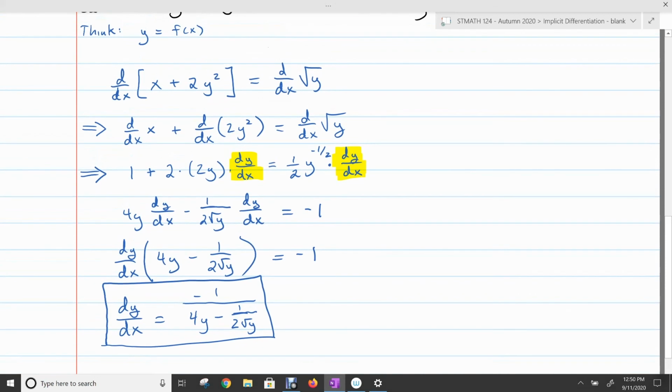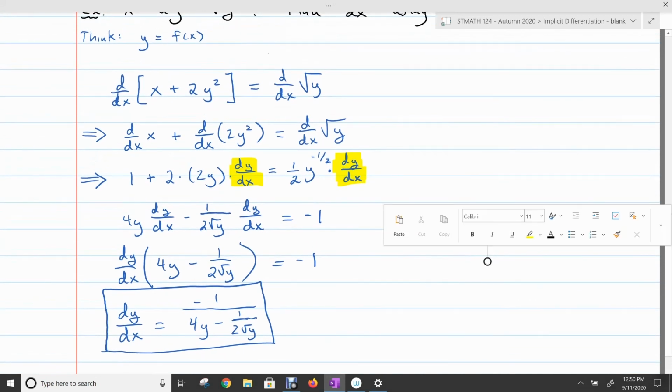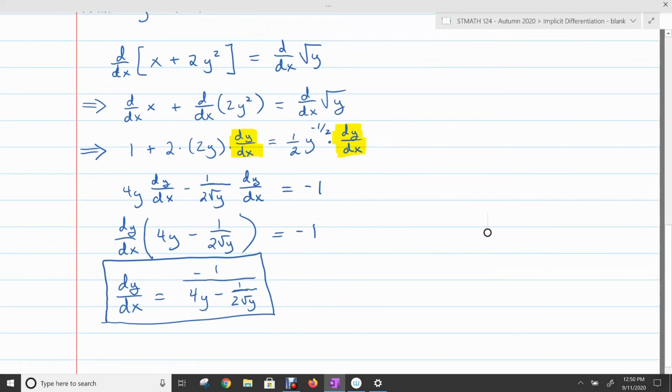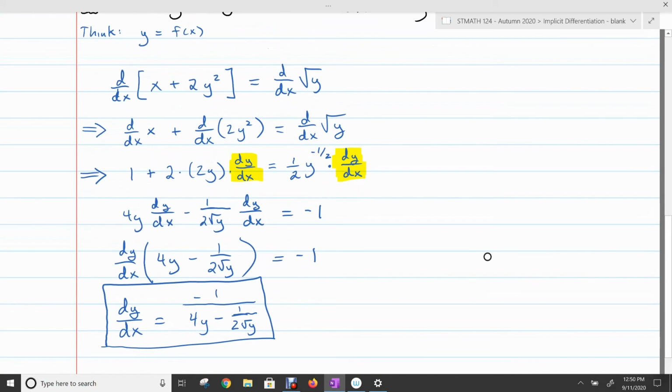All right. So again, the process was: step 1, think of y as a function of x. Step 2, differentiate both sides of the equation. Step 3, as you're differentiating, be sure you treat y as a whole function and use the chain rule, which results in some dy dx's popping up in your differentiation process. And then the last step is to simply solve for dy dx.